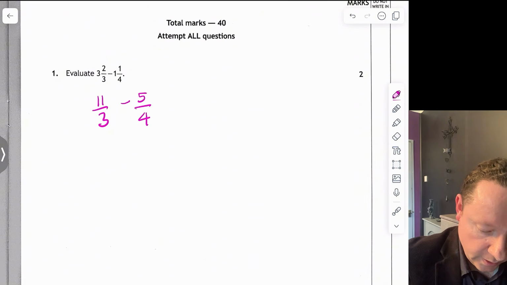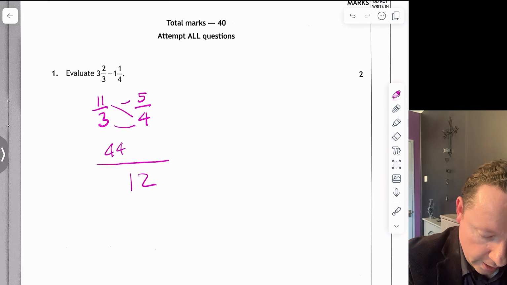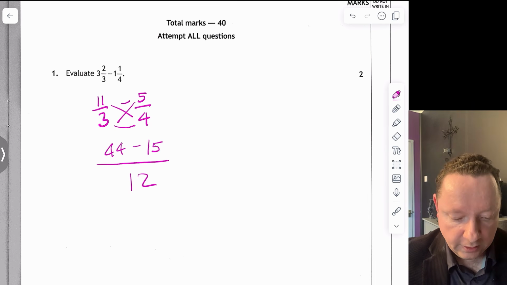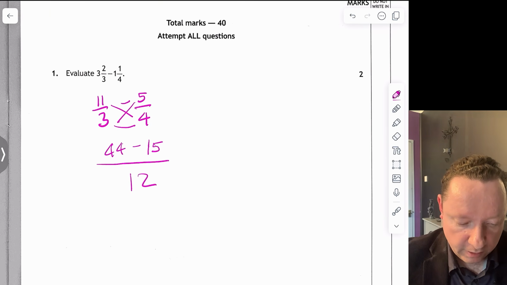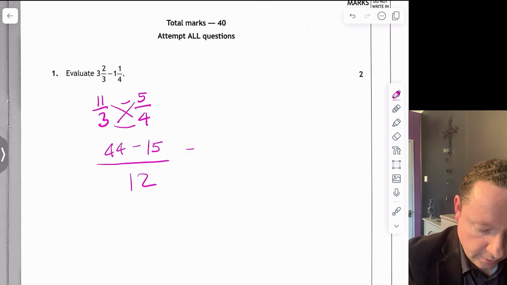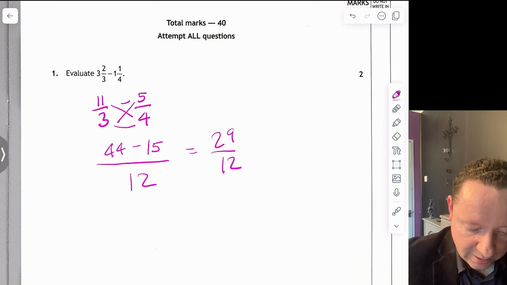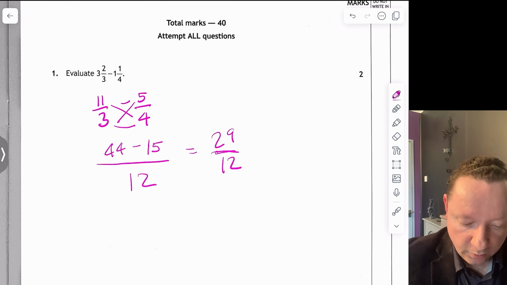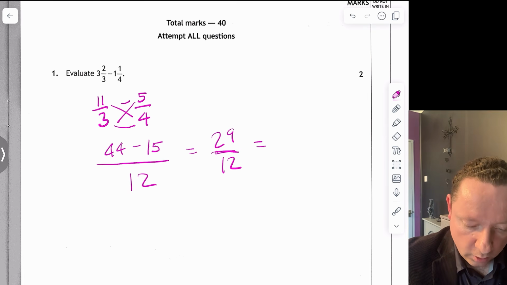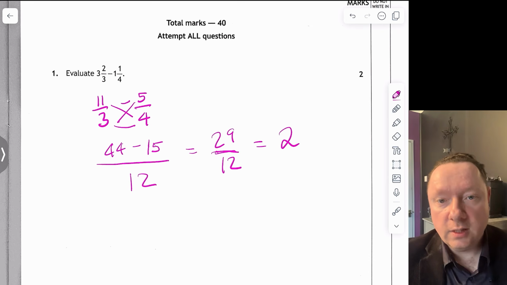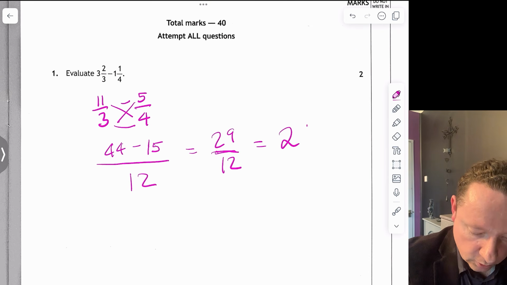So then we can just make a common denominator. 3 4s is 12. 11 times 4 is 44. And 3 times 5 is 15. So I've got 44 minus 15. 15, 25, 35, 45 is 29 over 12. Check if it's simplifiable. It isn't because 29 is a prime number. But if you're not sure, change it back. 12, 24 is 2. 25, 26, 28, 29, that's 5 12s.